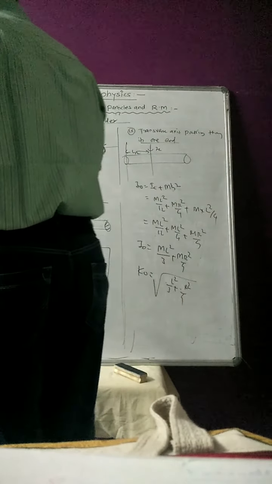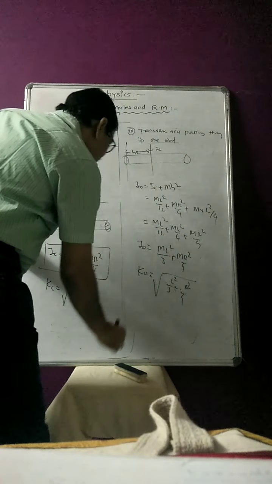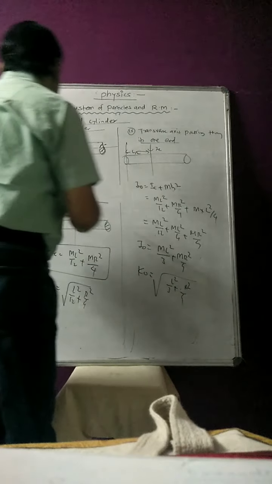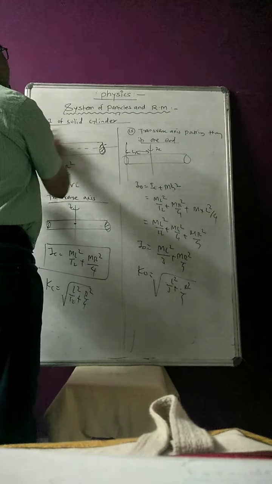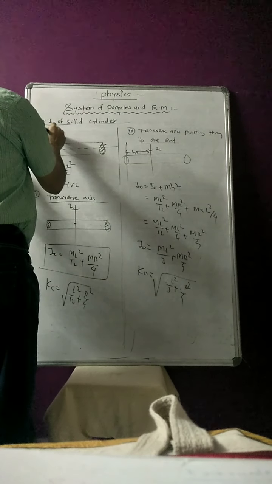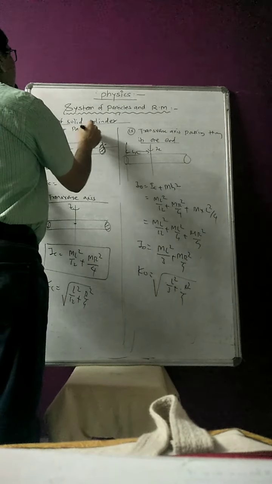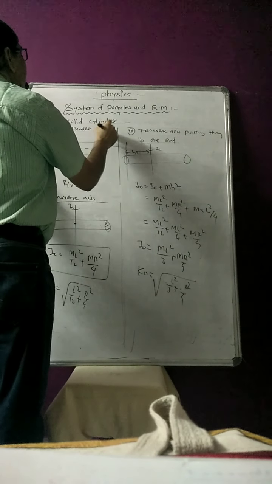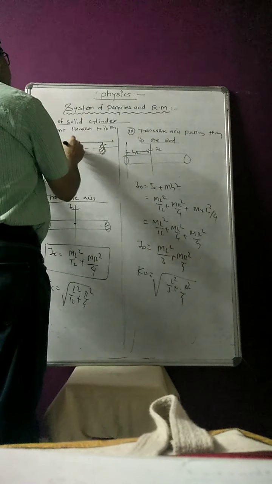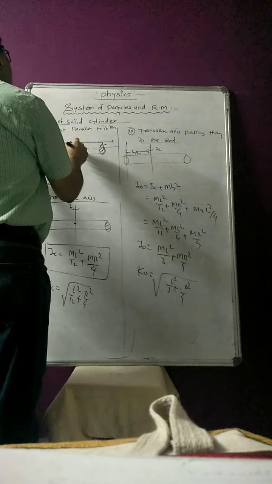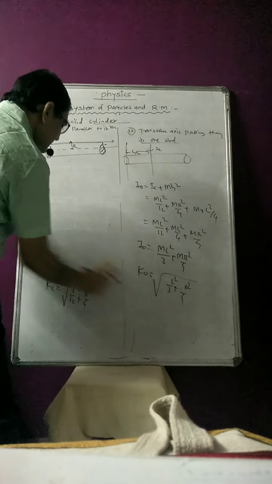Once you have got that, one more point you can calculate. Suppose I want to find out the tangent, about which axis? Tangent parallel to its length. Tangent parallel to its length means about this axis we are talking about. This distance is now r. So can you tell me what will be the answer?